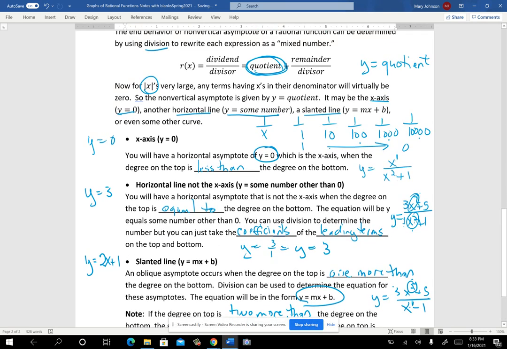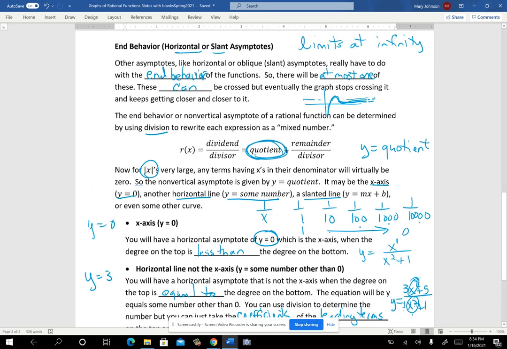So the asymptotes that are not vertical, they could be horizontal or slanted, those actually help when you're asked to talk about the limits at infinity as you pick bigger and bigger x's that go in the positive direction or the negative direction. What does your function approach? That helps you answer the question, what's the limit at infinity?